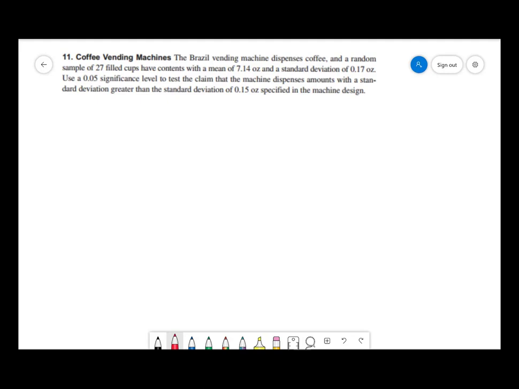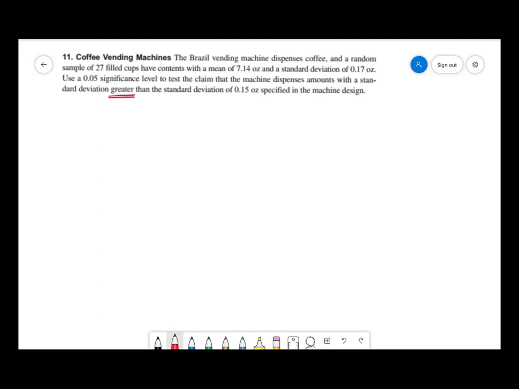As you can see, we've got coffee machines, and we've taken a random sample of 27 cups. They have a mean of 7.14 ounces and a standard deviation of 0.170 ounces. We're going to use a 5% significance level to test the claim that the machine dispenses amounts with a standard deviation greater than the standard deviation of 0.15 ounces specified in the machine design.